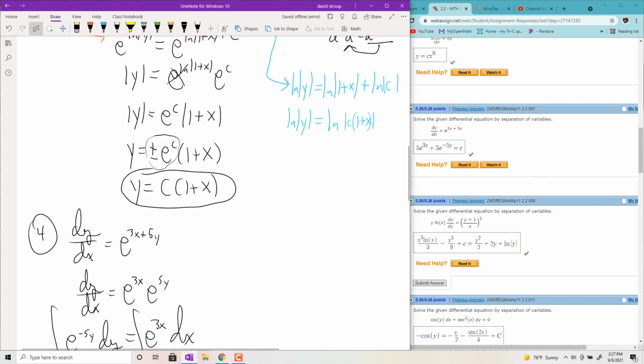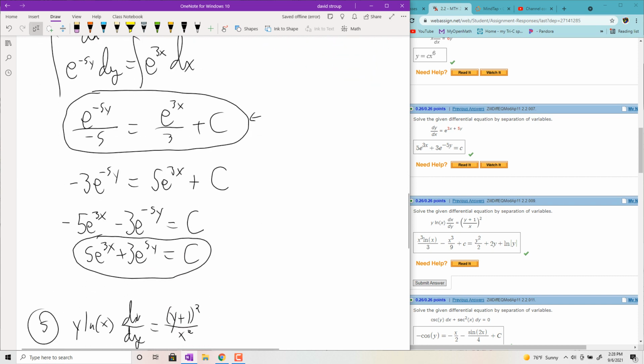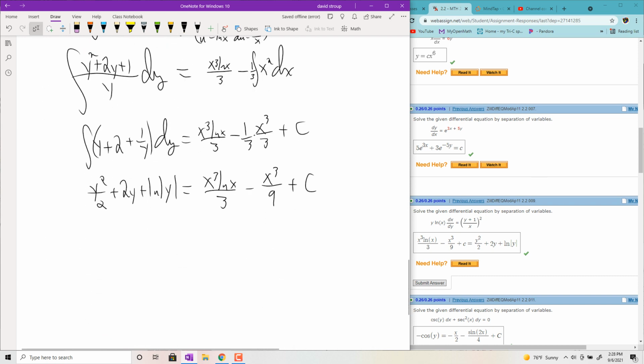Here, the first one, yeah, this is explicit, right? But these other guys aren't. This is not explicit, it's implicit. And likewise, this guy down here is implicit. But you could still graph these things.